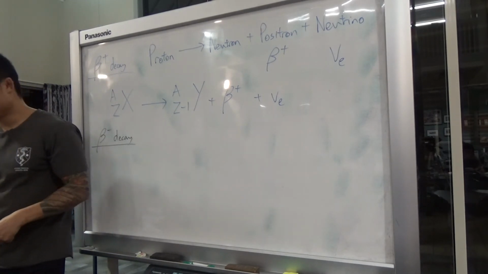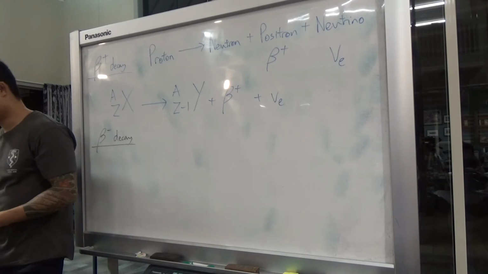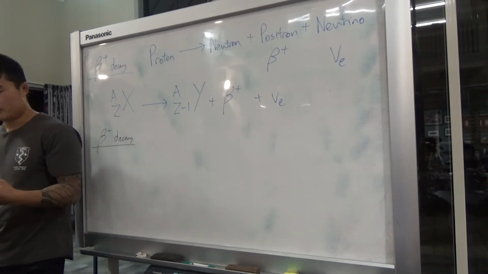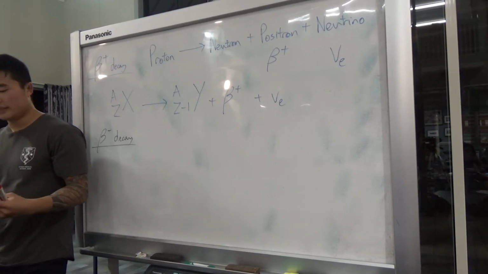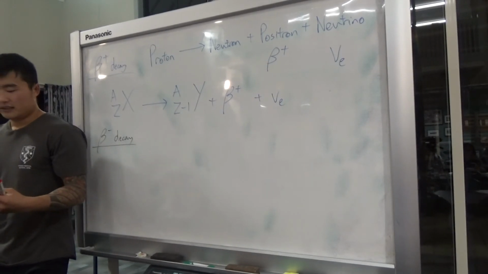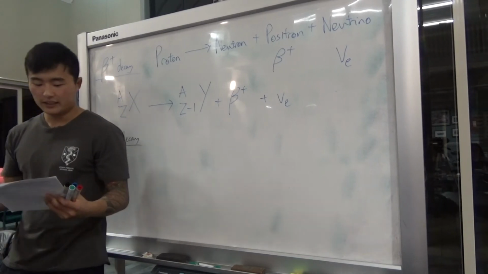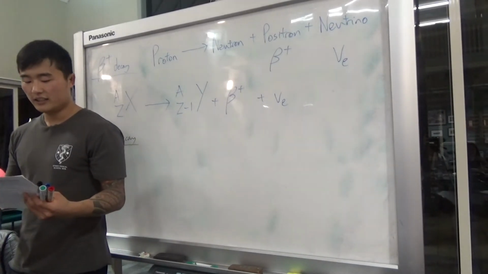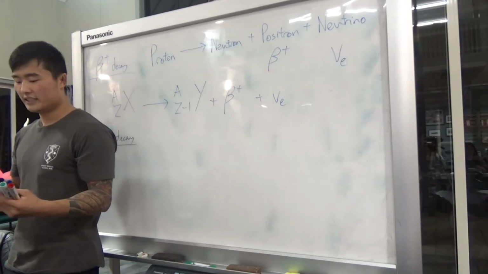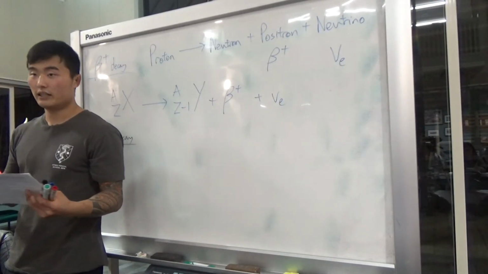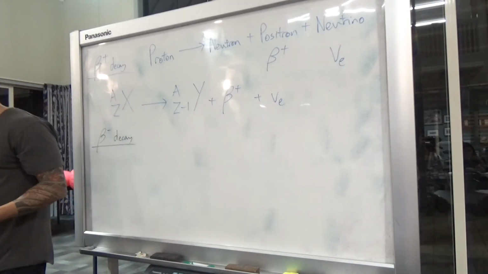And I don't know if you noticed when you did the binding energy problems, but if you look at the mass of a proton, it's 1 atomic mass unit. If you look at the mass of a neutron, it's 1 atomic mass unit. But if you look at the mass of an electron, it's much, much smaller. So it's 0.000549 atomic mass units.